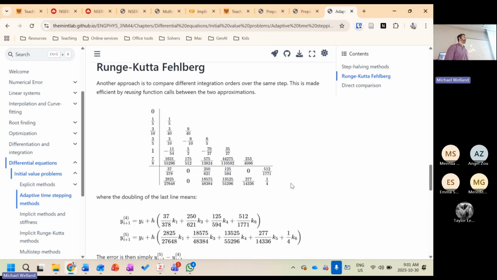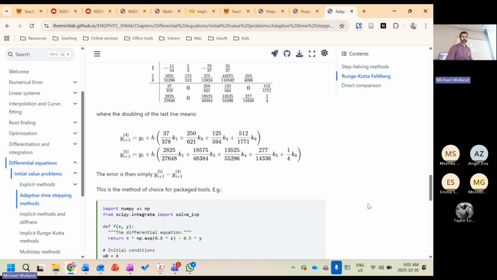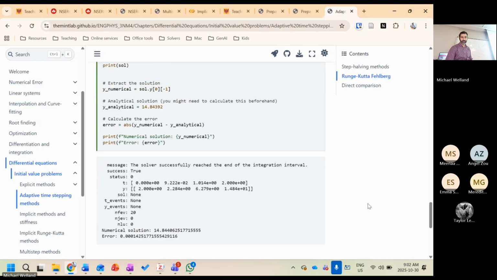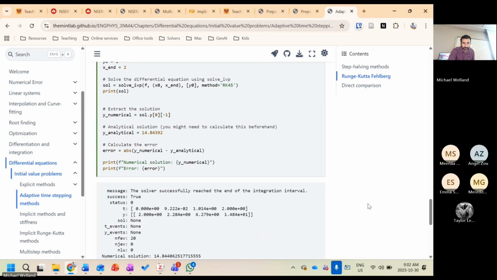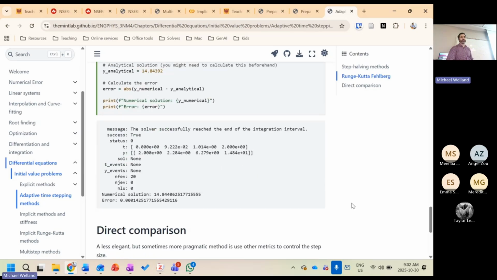Don't bother trying to memorize this. I mean, you can if you really want, but it's fugly. Okay. Let's see. Yeah. Okay. And yes, it works.